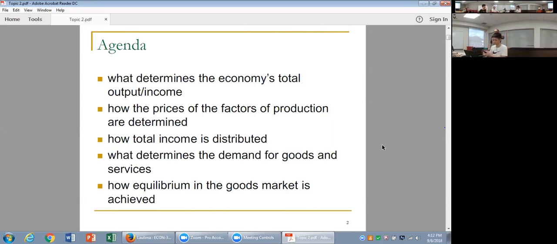How productive is that capital? How productive are those workers, right? Unproductive.